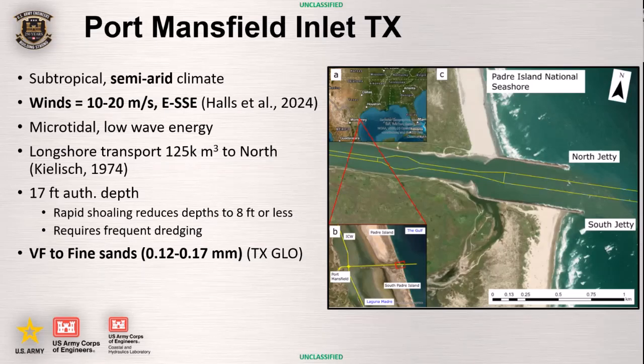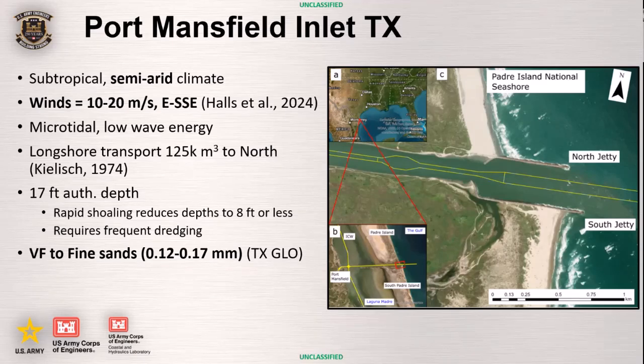In terms of Port Mansfield, from an aeolian perspective, it's incredibly sensitive to aeolian processes. You can see some of those heavy hitters bolded on this slide. It's a semi-arid climate. It's relatively dry. The winds are pretty high magnitude, typically 10 to 20 meters per second, coming from the east to south-southeast. So these are winds arriving at very high oblique angles to the shore, and then also very fine sands, 0.12 to 0.17 millimeters on average. It can get a little bit coarser, but very fine in general.